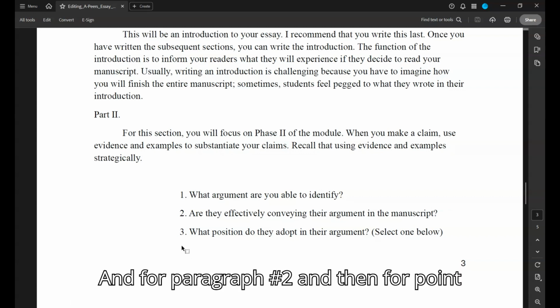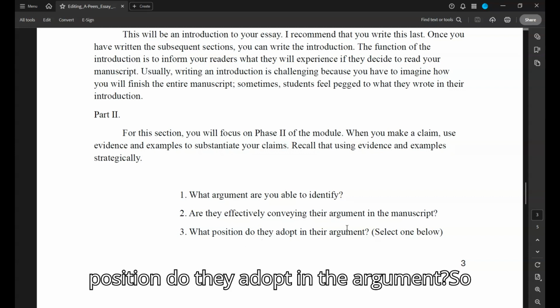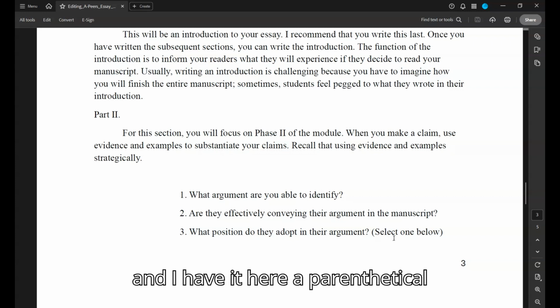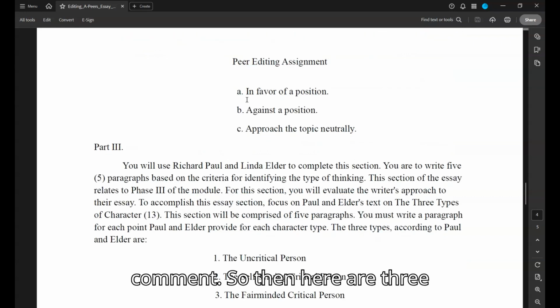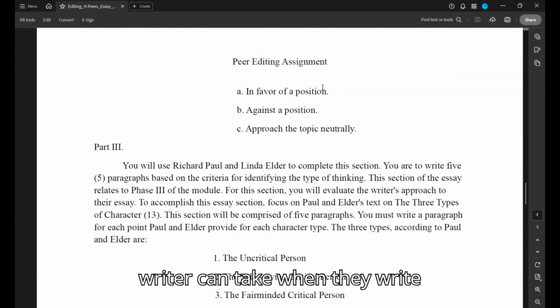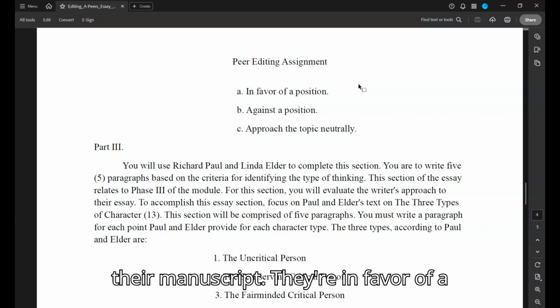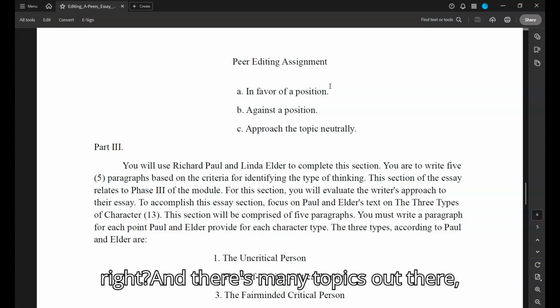And for paragraph number three: what position do they adopt in the argument? I have a parenthetical comment here. There are 3 positions that a writer can take when they write their manuscript. They can be in favor of a position, meaning that they support it. And there are many topics out there.